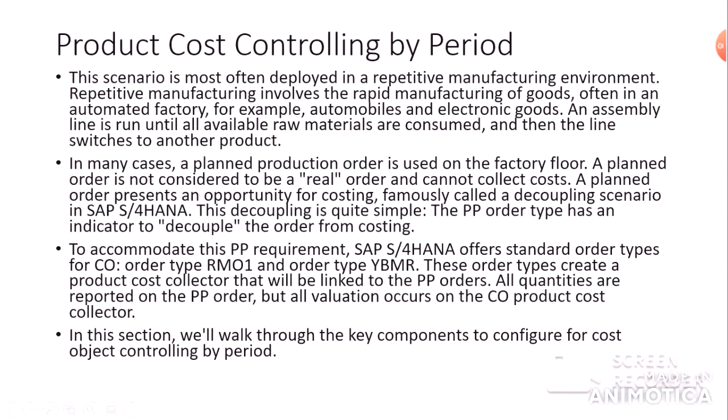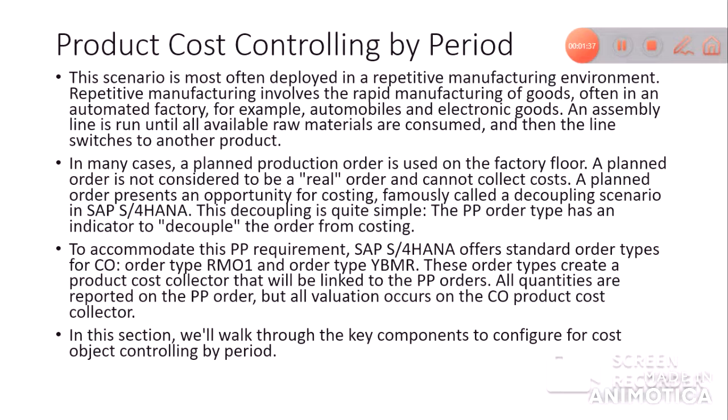So product cost controlling by period. This scenario is most often deployed in a repetitive manufacturing environment. Repetitive manufacturing involves the rapid manufacturing of goods, often in an automated factory, for example, automobiles and electronic goods. An assembly line is run until all available raw materials are consumed, and then the line switches to another product.